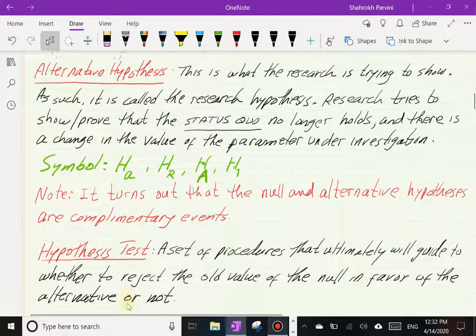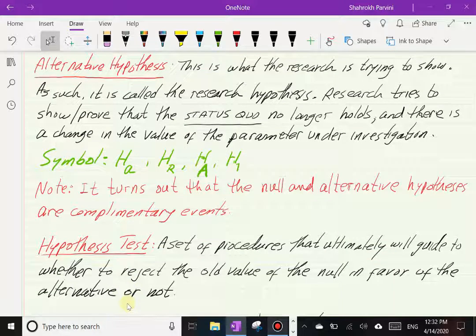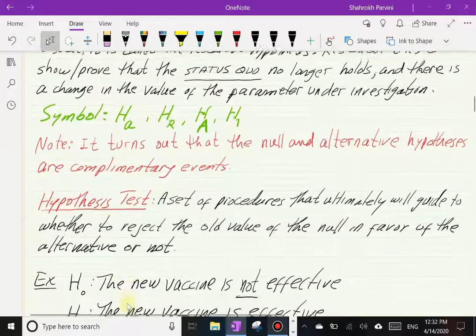What do we mean by a hypothesis test? When we talk about a hypothesis test, which is what we are about to delve into, we're talking about a collection of procedures that ultimately help us decide whether we should stay with the status quo or whether we should reject the status quo. So that's what the hypothesis test is.